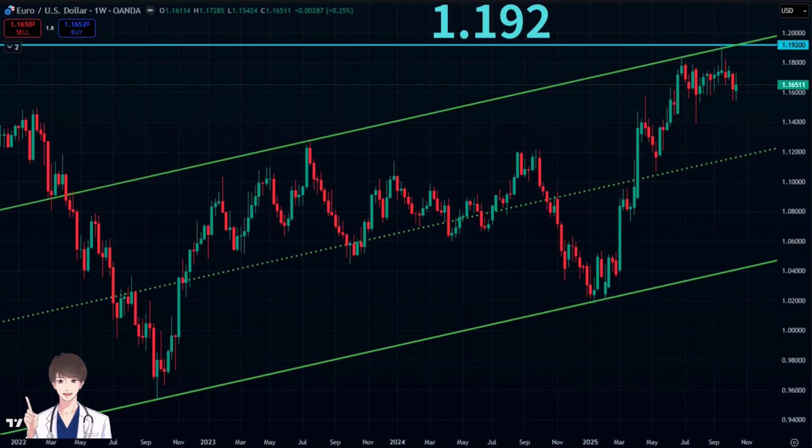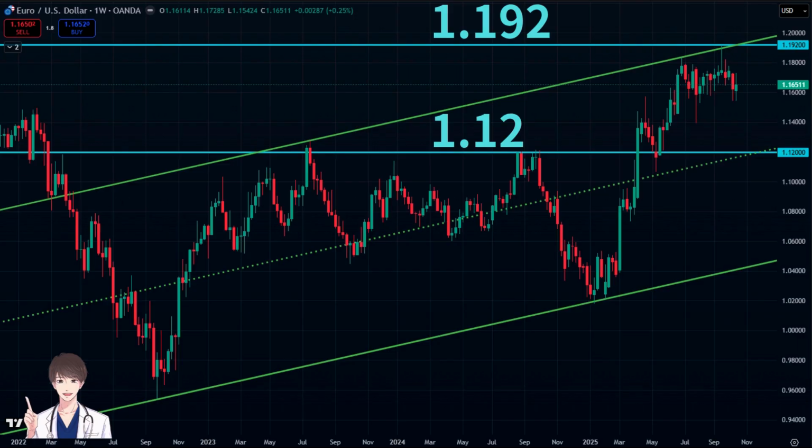To the downside, a major level to watch on the weekly chart is around 1.12, as shown by this horizontal line. This price also aligns with the 38.2% Fibonacci retracement of the move from the start of the year up to the July high. A pullback to this area would be considered a normal correction within the trend.